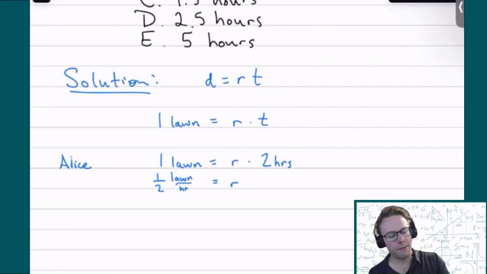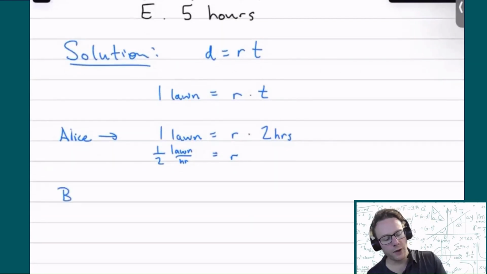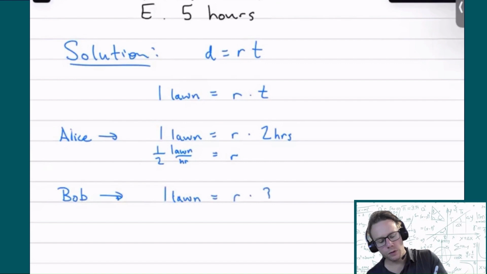Or, of course, you can drop them. That's also fine. So this is the information for Alice. On the other hand, if we have Bob, Bob can mow one lawn in 3 hours. So he's going to have his own rate.